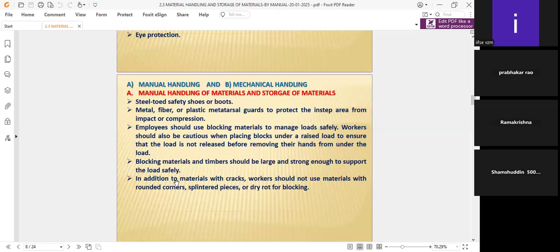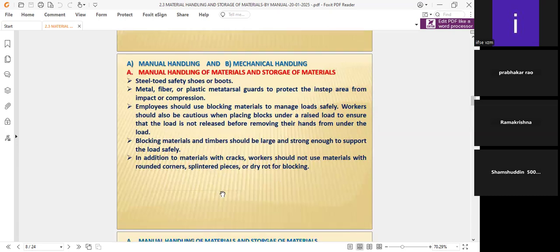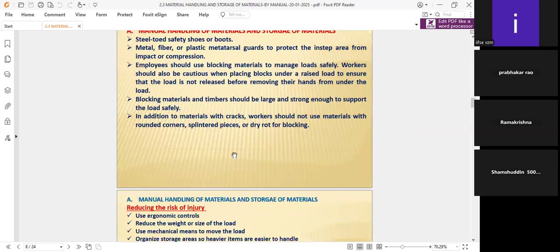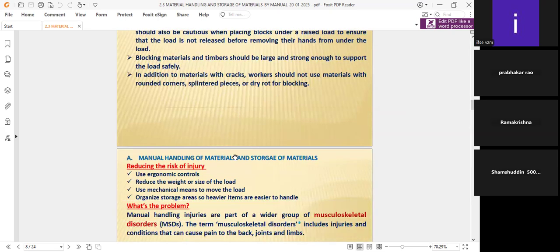In addition, workers should not use materials with rounded corners, splintered pieces, or dry rot for blocking. While using blockage, wooden blocks are what they actually use. Some people use iron blocks, iron stoppers also. But that iron block should not be sharp or edged. While fitting the blocking material, we have to see that it is done very safely and that no one is hurt or injured.